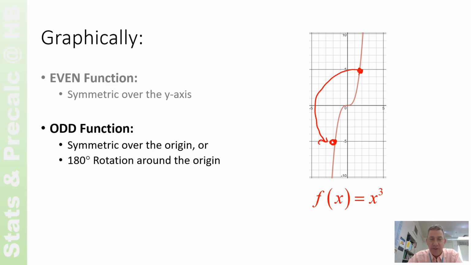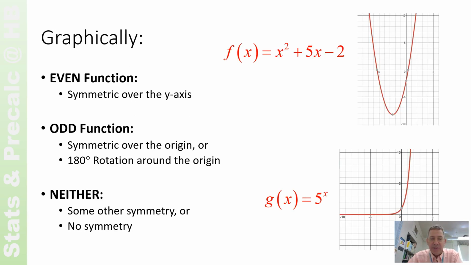So you can tell graphically, again, an even function is symmetric over the y-axis, an odd function is symmetric over the origin. Many functions are neither. For instance, x squared plus 5x minus 2 is symmetric over the line x equals negative 2.5. That's not over the y-axis, that's not over the origin. It has a different kind of symmetry. Or the graph of g of x equals 5 to the x power has no symmetry.